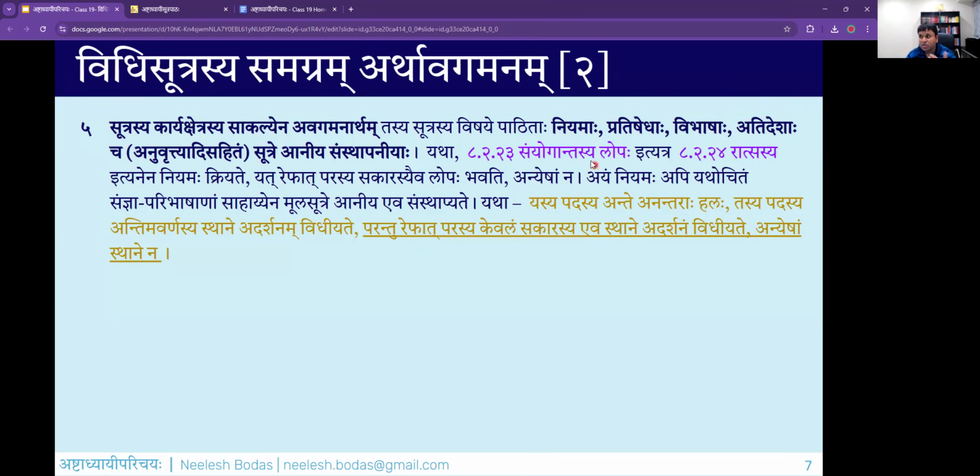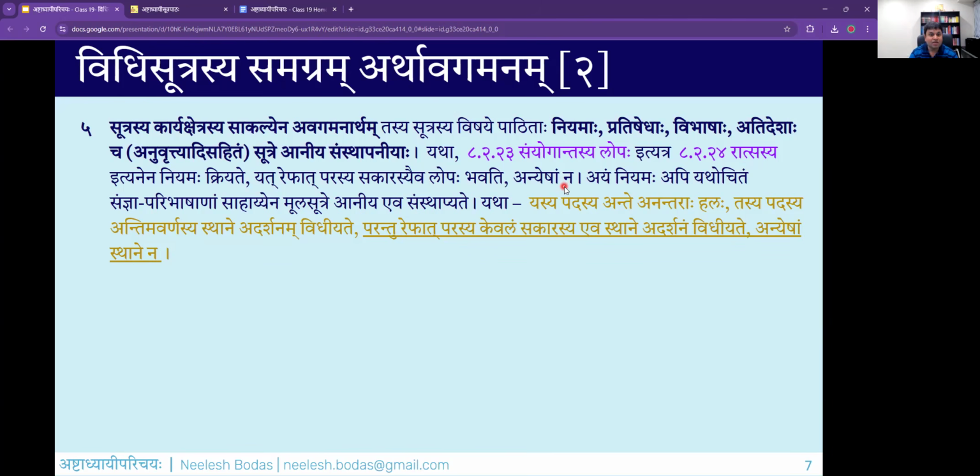So taking the example of Sanyogantasya Lopaha, immediately after it there is a Niyama Sutram, 8.2.24, which is Ratsasya. Ratsasya Sutra. Now, obviously, you will have to do all this exercise, bringing anuvrittis and so on. But the meaning of Ratsasya is Refat Parasya Sakarasya Eva Lopaha Bhavati, Anyasya Lopaha Na Bhavati. So, what we were discussing earlier, if there is a Sanyoga at the end, remove the last letter of that Sanyoga. That's not a good enough description.